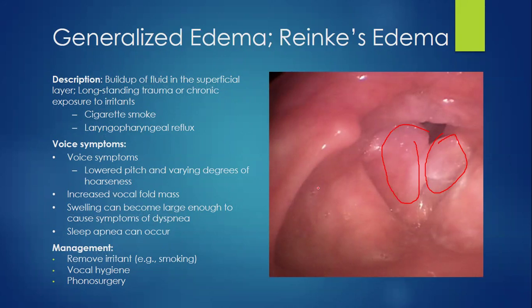So how do we take care of Ranke's edema? It's removal of the irritant. So if the person is a cigarette smoker, they remove that, vocal hygiene, and phonosurgery. I wanted to highlight that. Notice that all the structural pathologies we're talking about have to do with the structure of the vocal folds, right? So you can see that the structure has been impacted. There's some swelling somewhere, there's a mass, or there's a growth. That is what we mean by structural pathologies.